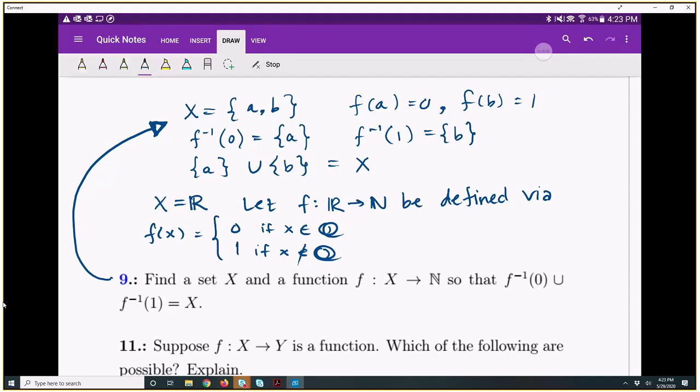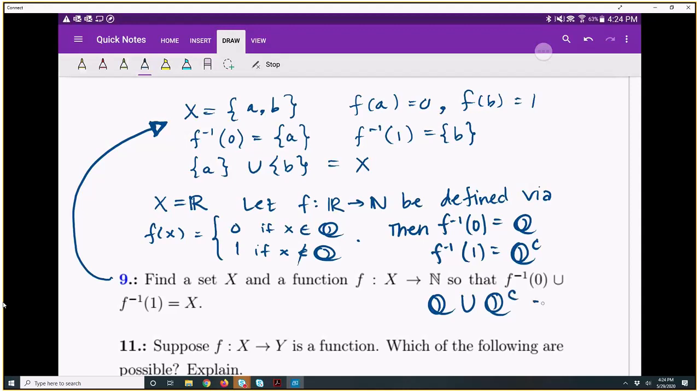And we know from our previous lectures that the rational numbers and the irrational numbers together make up the real numbers. So then we have the pre-image of 0 is the rational numbers. The pre-image of 1 is the irrational numbers, which is the complement of the rational numbers in R. And the rational numbers together with the irrational numbers gives you R. So you can have fun coming up with these examples.